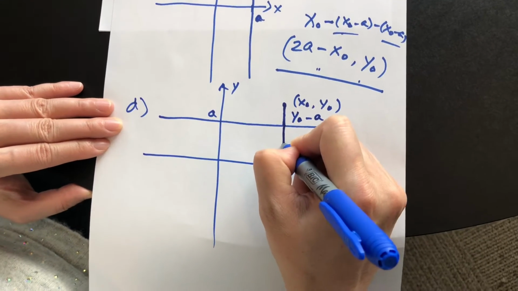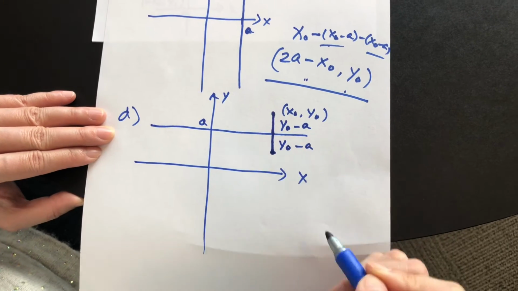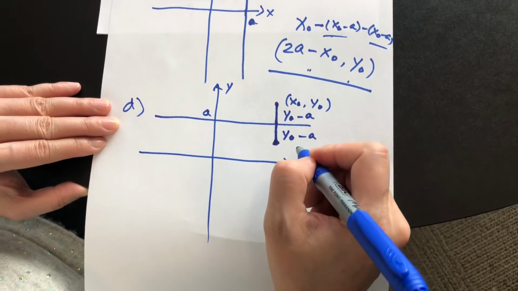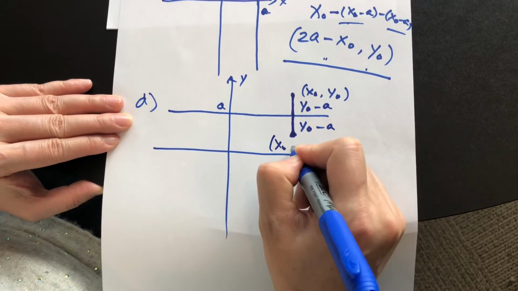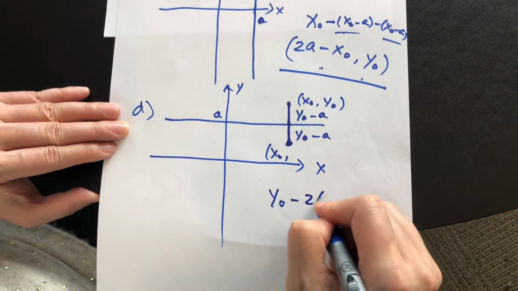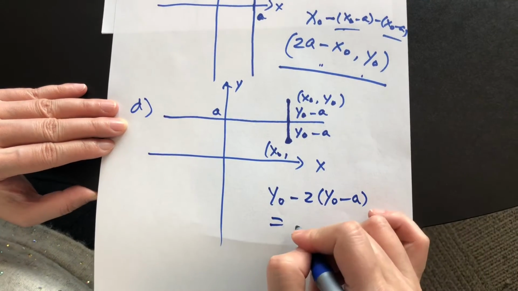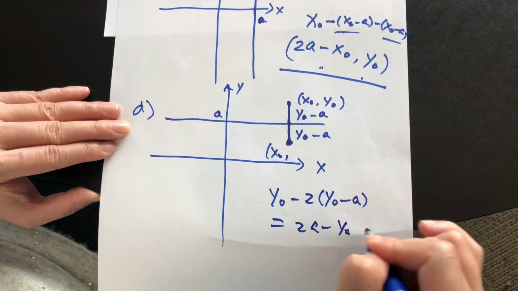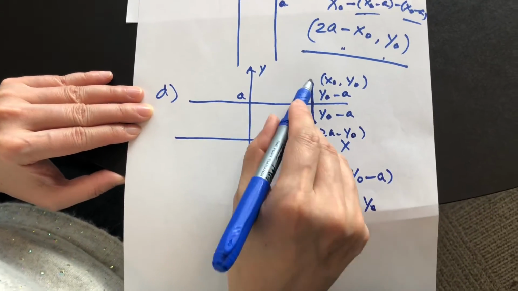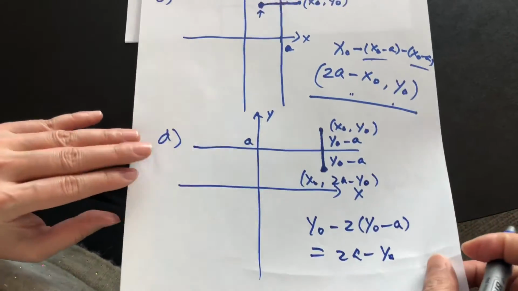Then we go to the other side. We need exactly the same distance on the other side here. What's the coordinate for this point? x doesn't change value, and the y is y0 minus double the distance, just like what we did before. That is 2a minus y0. That would be the symmetry point for x0, y0, with respect to y equal to a.